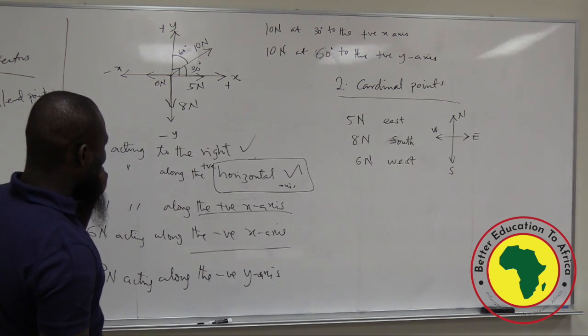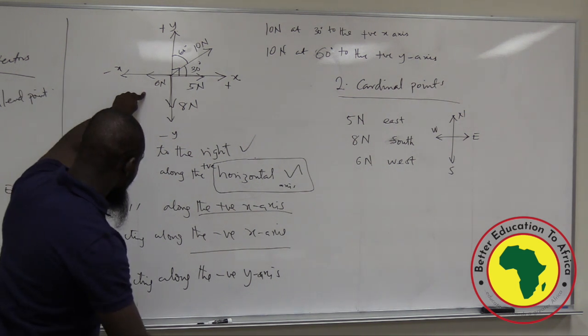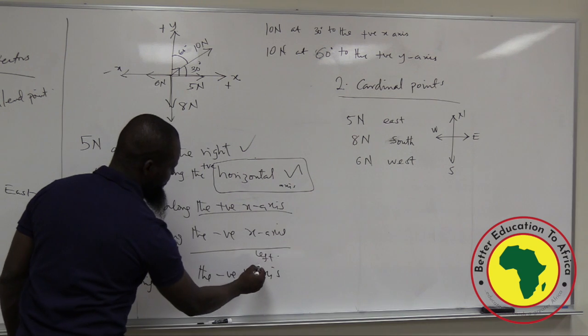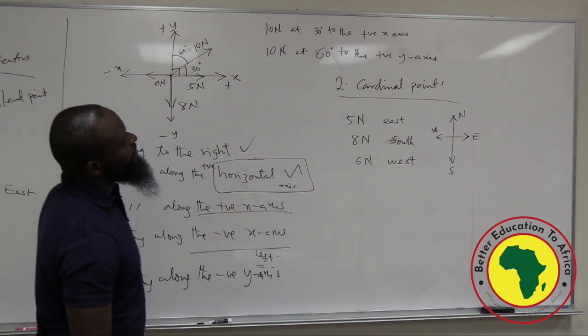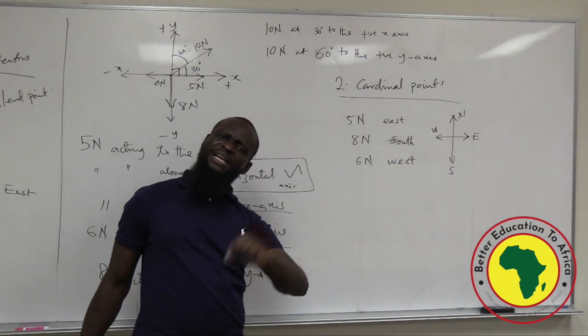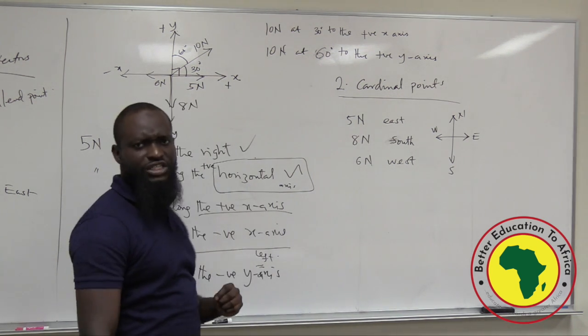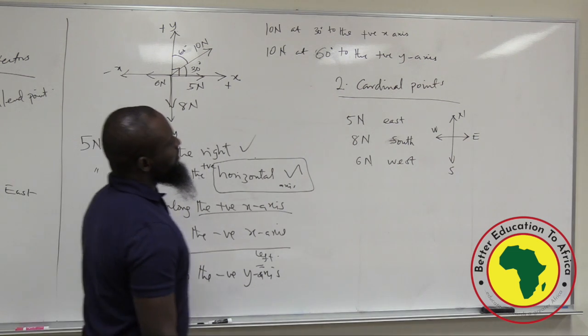You can say 6 Newton to the left. Negative x-axis or left is still correct. Some people use that. It's still correct. So except they have specified a particular direction in the result of the answer they want, you have a choice to choose the direction and describe it the way you want.